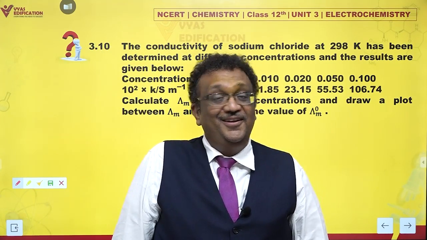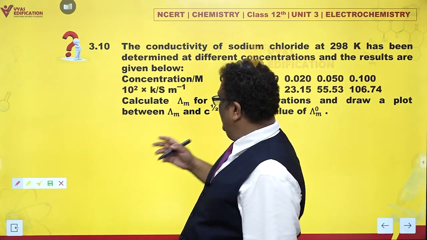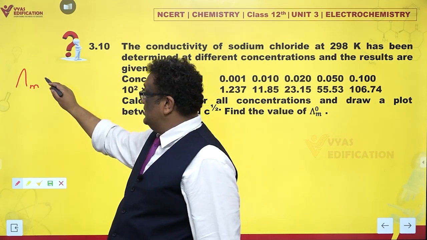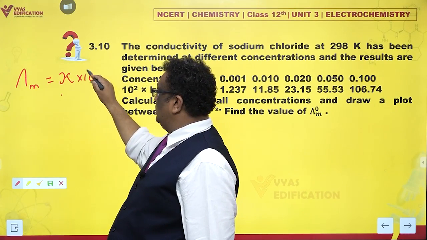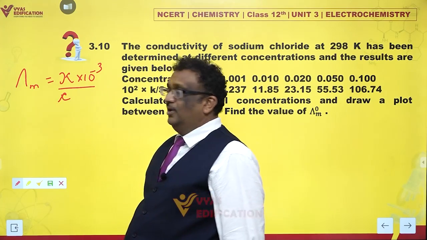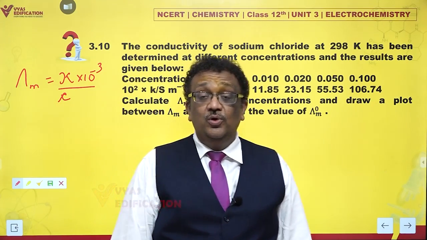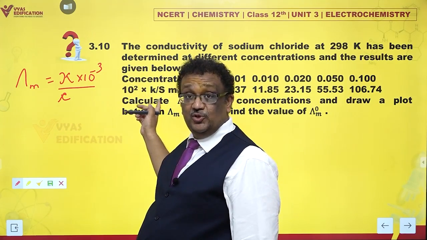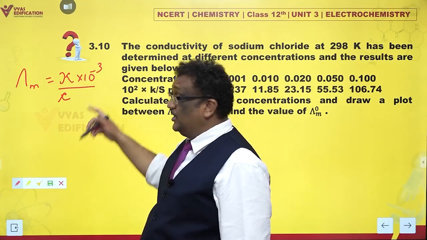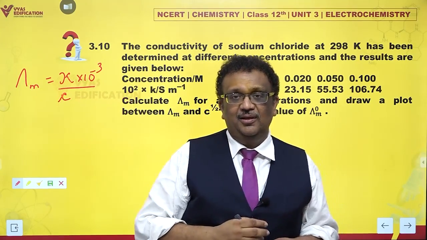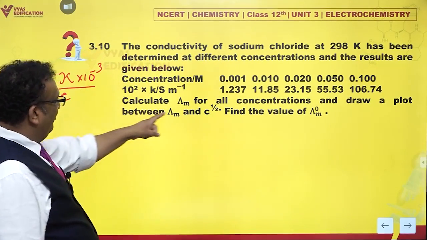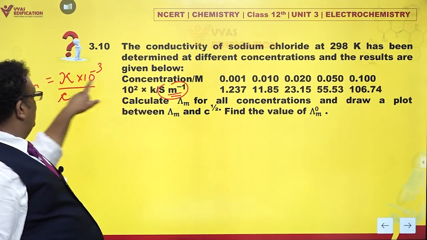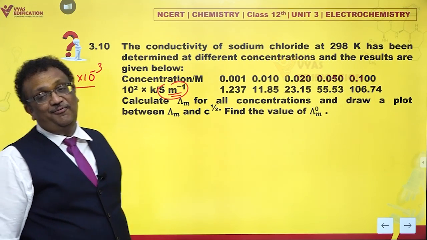How do we do this? Let's begin. Let's recall the formula. Lambda m, molar conductance, is kappa into 10 raised to minus 3 by c, if the units are SI units or meter. Please remember, in case the CGS system is used, the formula shows 10 raised to plus 3 instead of 10 raised to minus 3. But nonetheless, we have Siemens per meter, which are SI units, so we are using 10 raised to minus 3 in the formula.